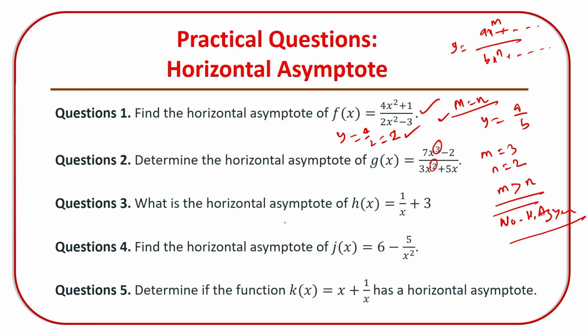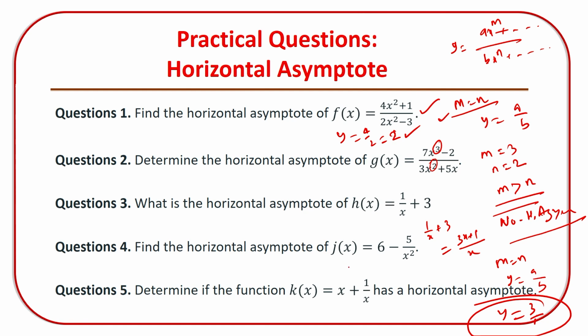What is the horizontal asymptote of h(x) equals 1 by x plus 3? You can just put it down here: 1 by x plus 3 can be written as (3x plus 1) divided by x, right? And here it is 1 by 1, that means m equals n. So, y equals a by b will be your answer. So, y equals how much? 3 by 1. So, y equals 3 will be the horizontal asymptote here.